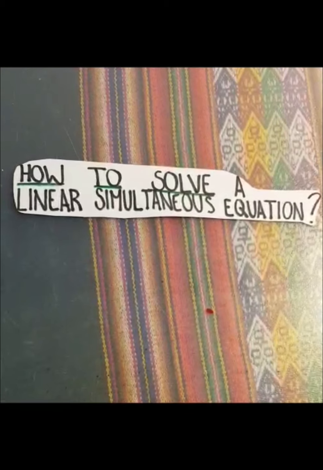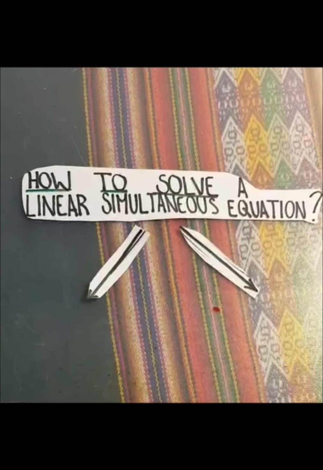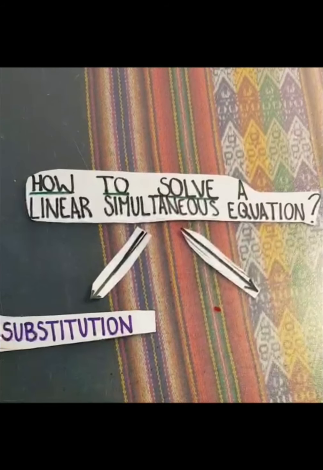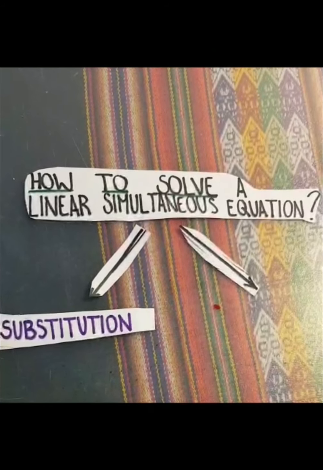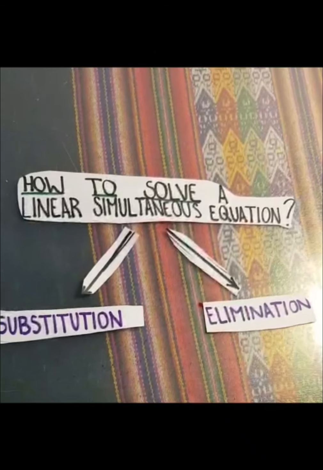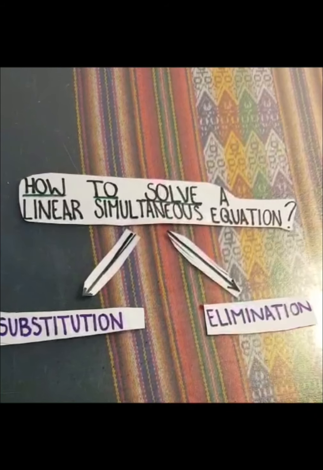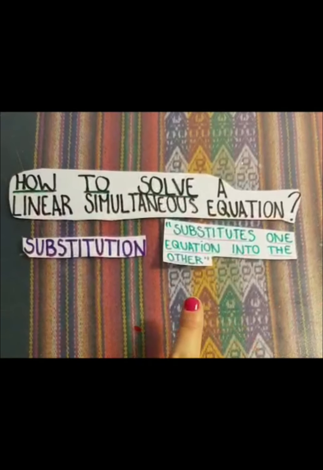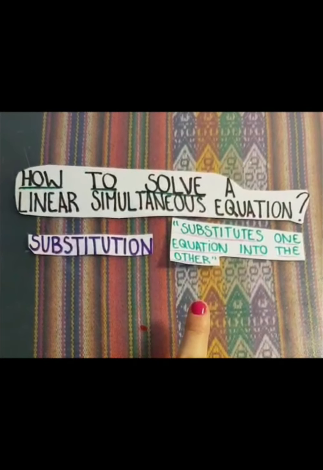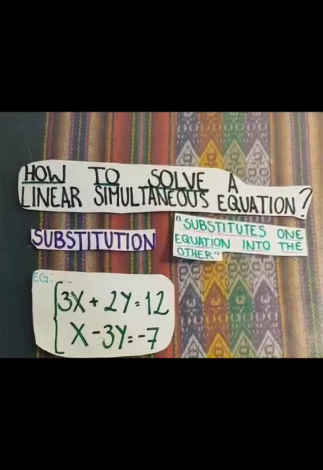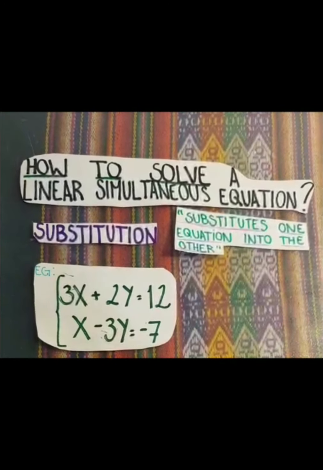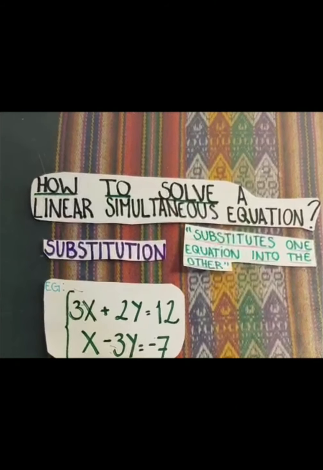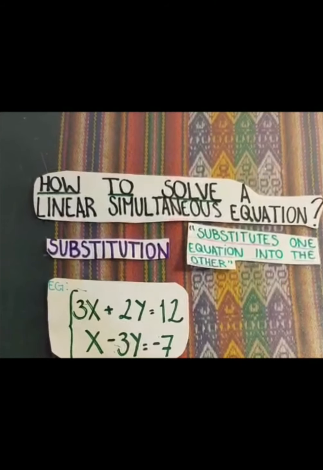I'm going to teach you two ways of solving the system. The first way is the substitution method, and the second way is the elimination method. In the substitution method, you substitute one equation into the other. I will use the same example in both methods so you can better understand how they work. Basically, you pick the bottom or top equation and isolate one of the variables.